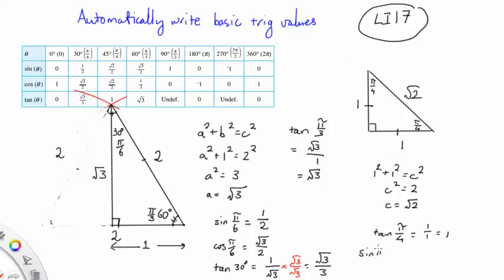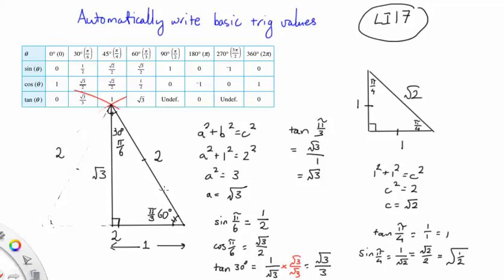What about sine pi on 4? Well, sine is opposite over hypotenuse, so that's the opposite's 1 on root 2. And if we rationalize the denominator, that's the same as saying root 2 on 2. So you must know that these are equivalent. It's also the same as saying the square root of a half. All these are equivalent. If you ever see these, they're interchangeable.